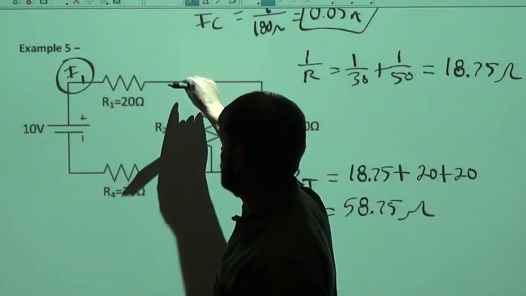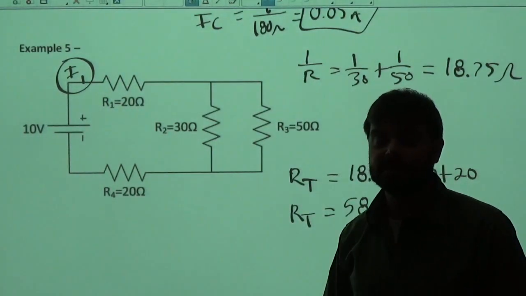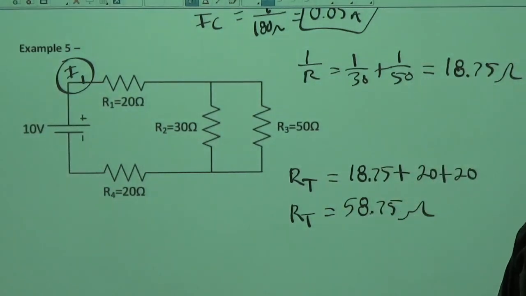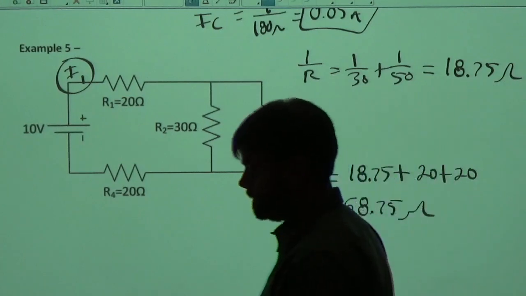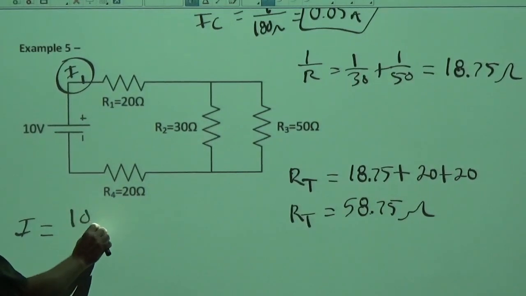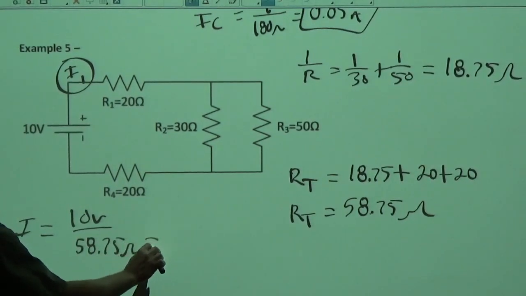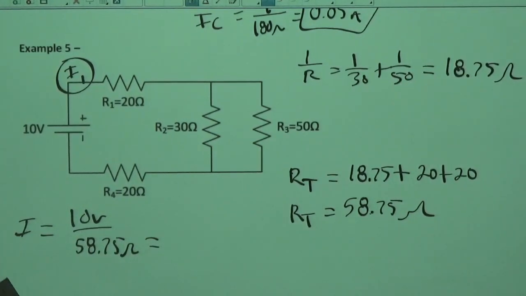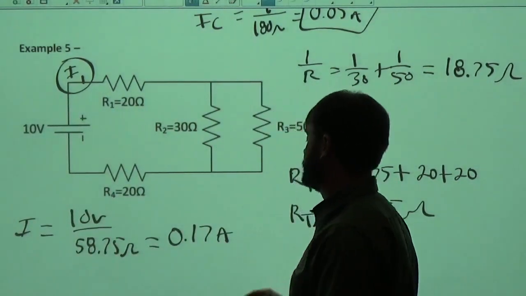If I came here or somewhere over here or wherever it would be, the resistance of course changes, but we're trying to figure out the resistance as it comes flowing out of the battery, just to find the current at that location. So if that's the case, and I want to find the current, we're going to take the voltage of 10 volts and divide it by the total resistance, 58.75 ohms. And if I do that, I get something like 0.17 amps.